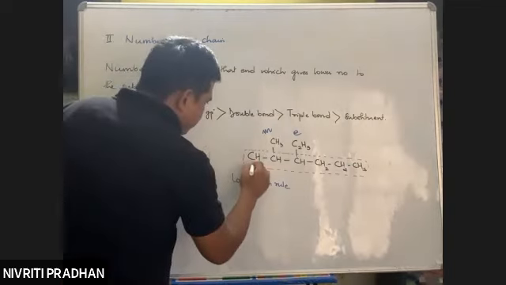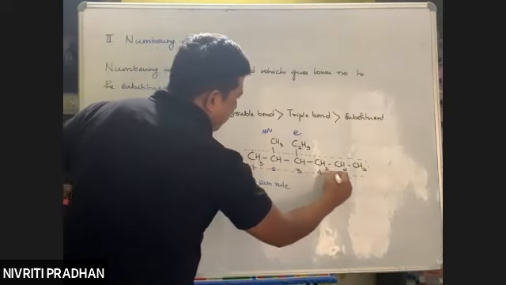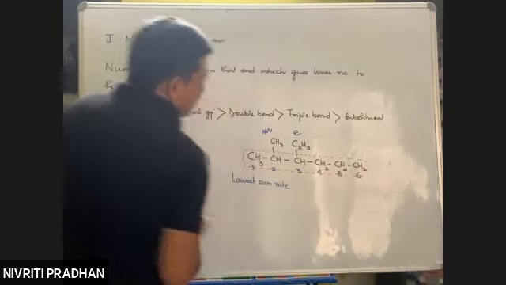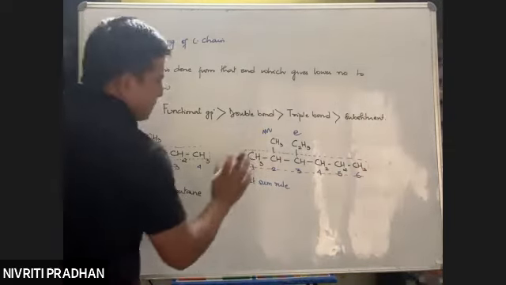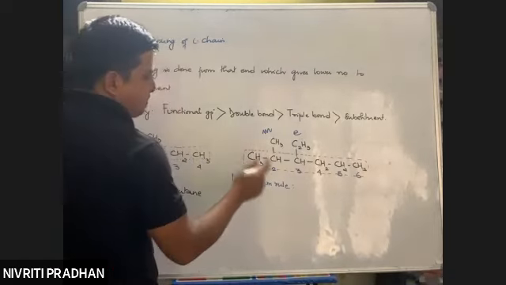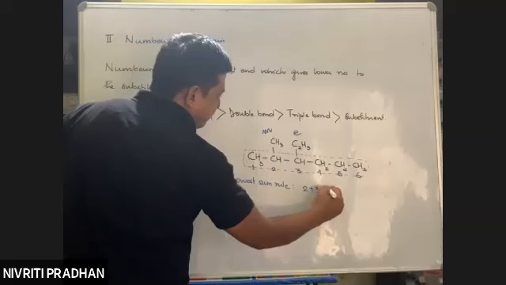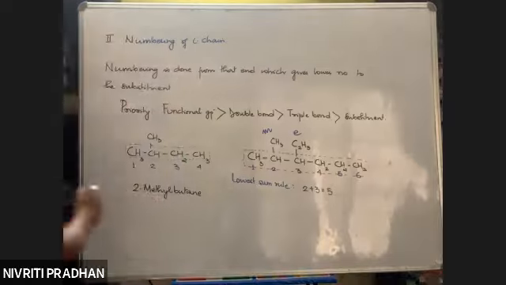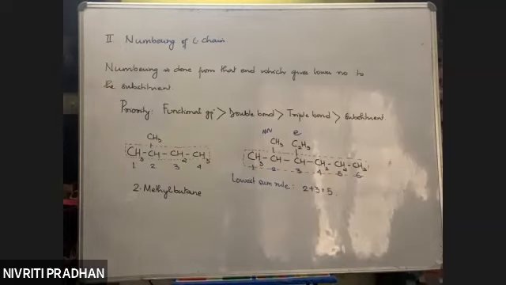If I start numbering from here: 1, 2, 3, 4, 5, 6. Fine. So which positions are the substituents situated at? Number 2 and 3. So what is the sum of locants? 2 plus 3 is 5, if I start numbering from the left hand side.